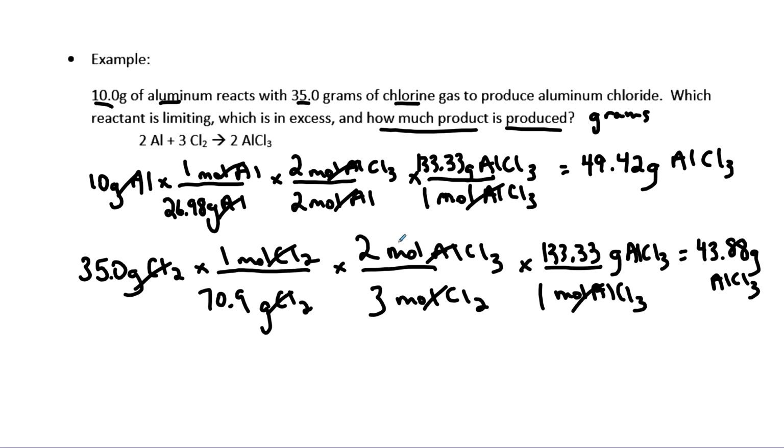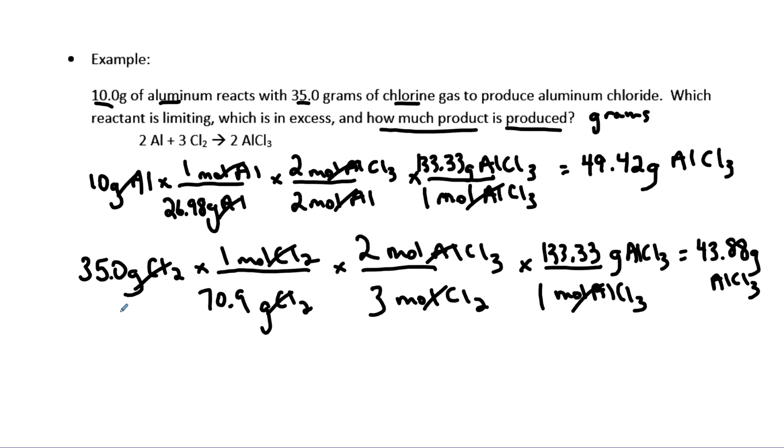So this tells me that it must be chlorine that's my limiting reactant because it is going to run out first because it produces the least amount of product. So chlorine will run out first, which means this is the actual amount of product that we get, 43.88 grams. The 49.42 is not accurate because not all 10 grams of aluminum react. There's going to be some aluminum left over. So we can answer all of these questions now from doing these 2 mole to mole stoichiometry calculations.